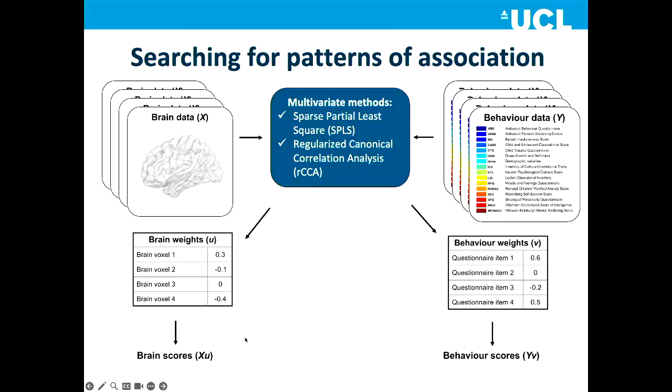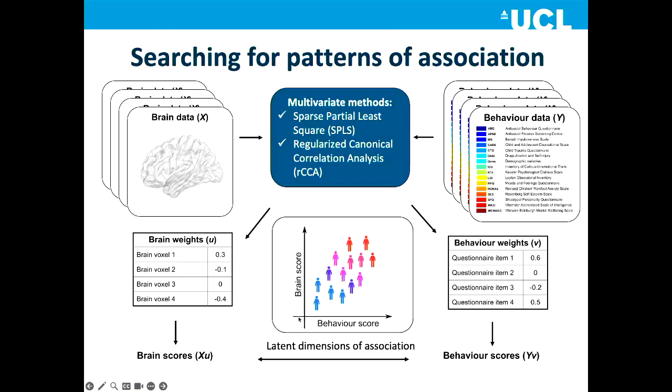So once we find them, we can then plot this, our sample with the brain and behavior scores, and you can see how this association is varying across the sample. But as I said, this is just an example. There are many different approaches that can find these latent dimensions of association.